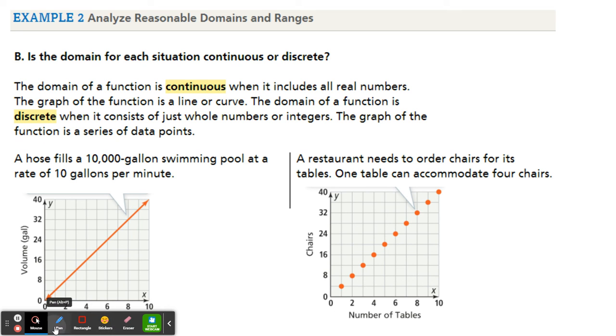All right, last one here on this video. So now let's talk about is the domain for each situation continuous or discrete? So the domain of a function is continuous when it includes all real numbers. So continuous means all real numbers. So that means, 3, 7.9, 2.54, right? It can be any real number, all right? This means that the graph would be a line or a curve. It's going to be one single piece. Pencil never leaves the ground, line or curve.